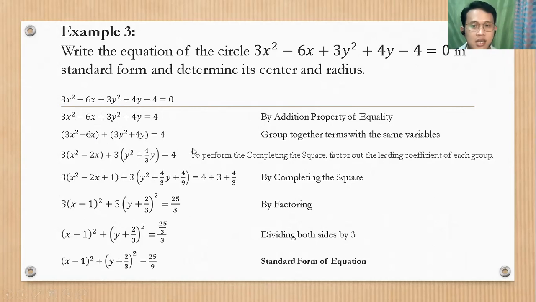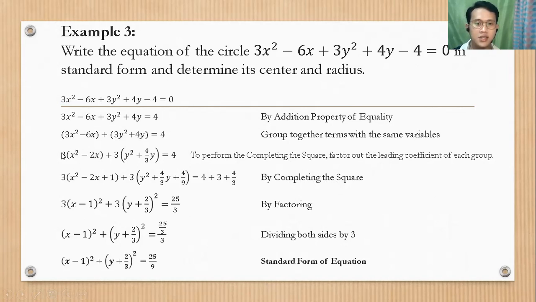And after that, to perform completing the square, factor out the leading coefficient of each group. It's very important to factor out the leading coefficient for you to perform the completing the square. Take note, completing the square follows the process of adding the third term.